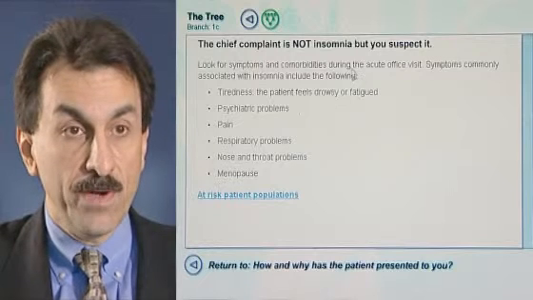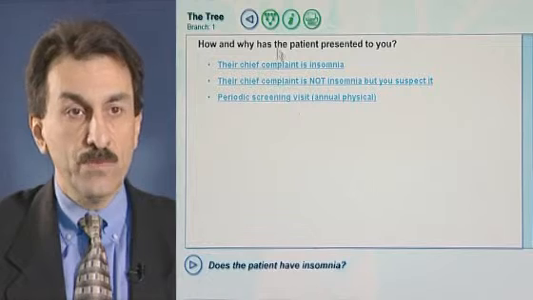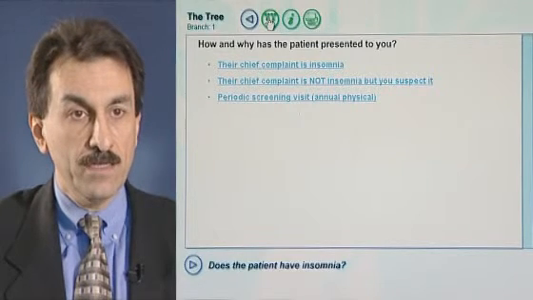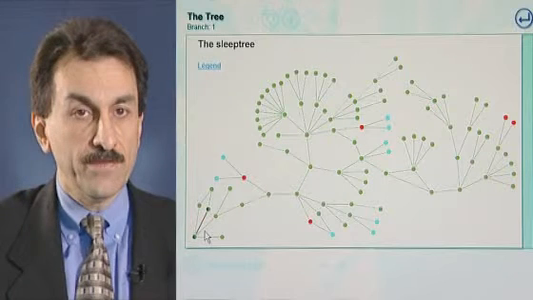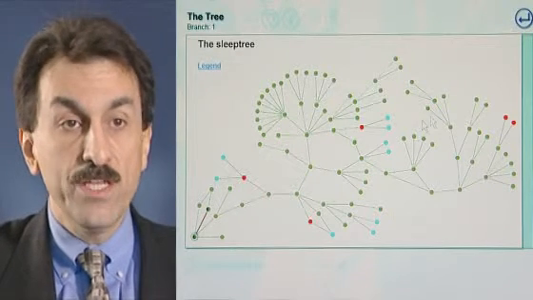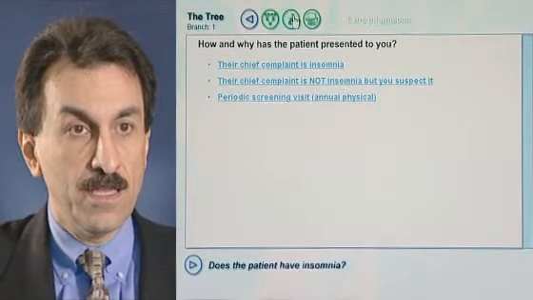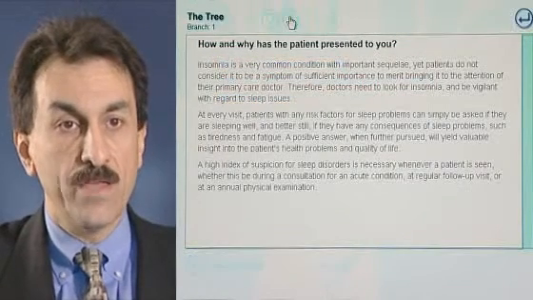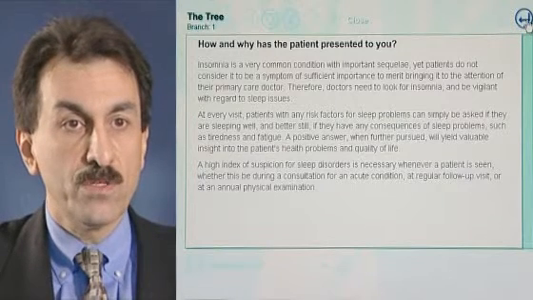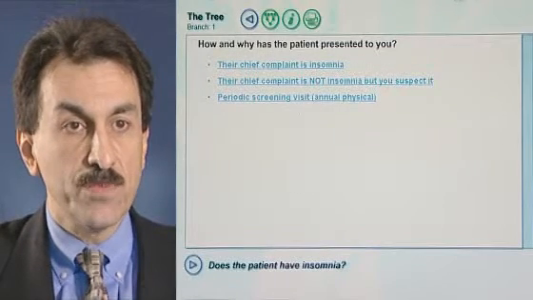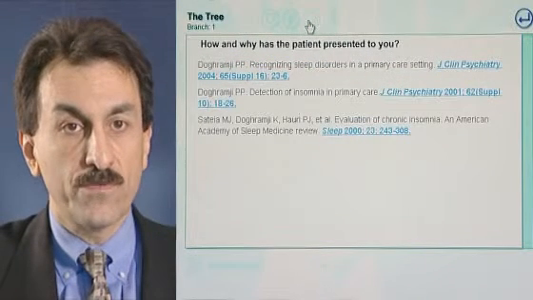Clicking the Back button, if we want to see where we are in the sleep tree, we can click on the tree icon, and you can see where you are in the tree. If we want more information, we can push on the eye icon and get more information on how and why the patient has presented to you. Finally, we can push on the References button, where more information can be given in reference fashion.